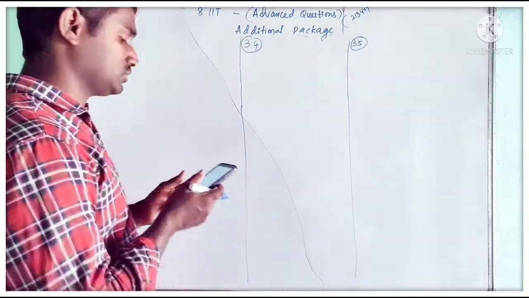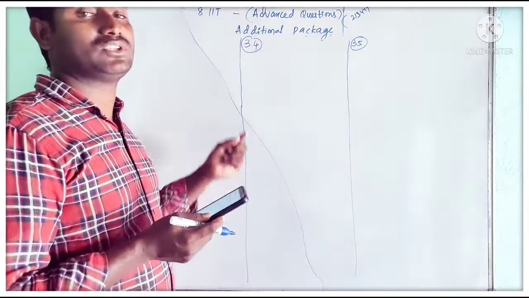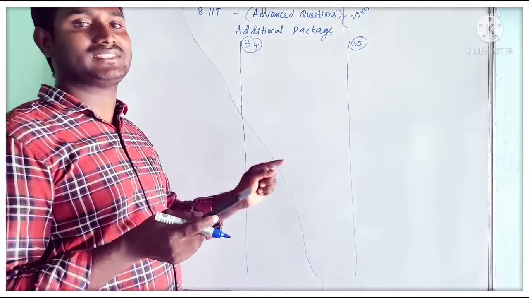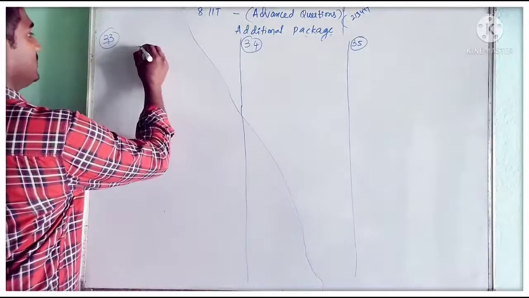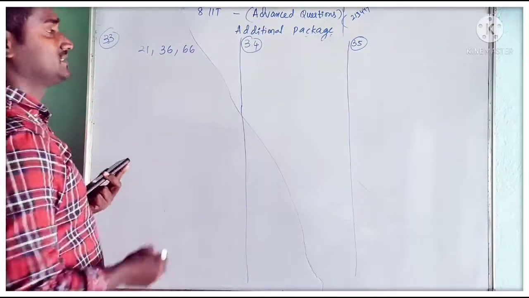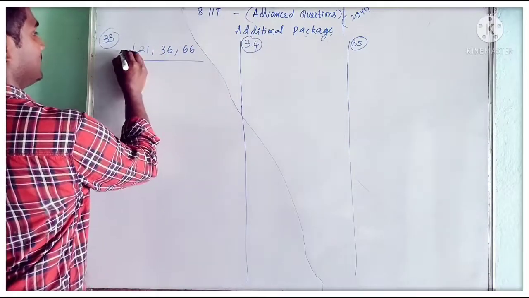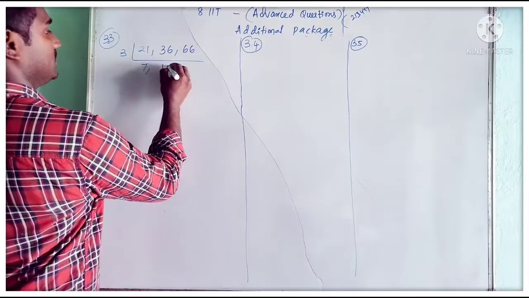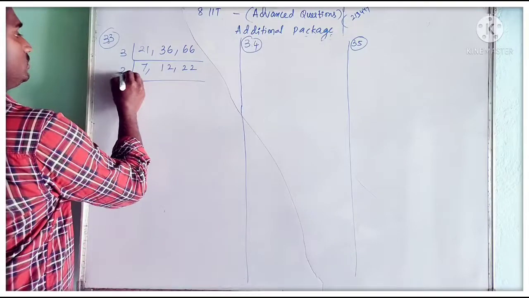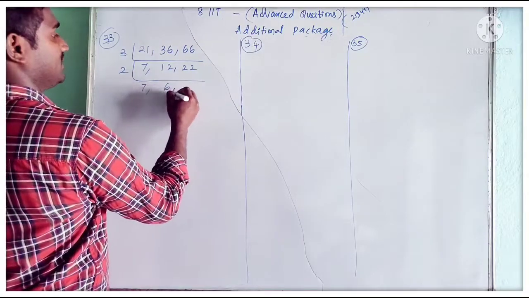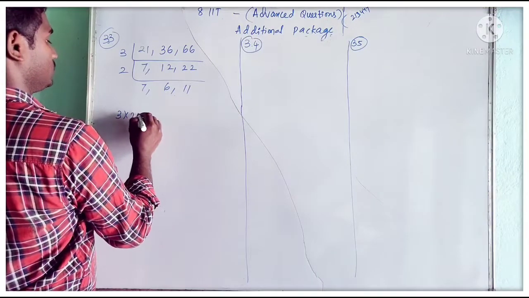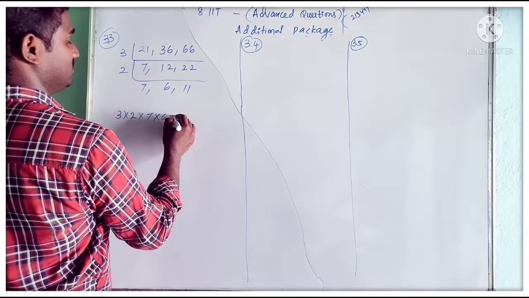So this number must be a perfect square number divisible by 21, 36 and 66. So first we need to find the LCM of 21, 36 and 66. If you find the LCM, 3 7s are 21, 3 12s are 36, 3 22s are 66. Next, 2 table, so 7 as it is, 2 6s are 12, 2 11s are 22. So this we can write as 3 into 2 into 7 into 6 into 11.